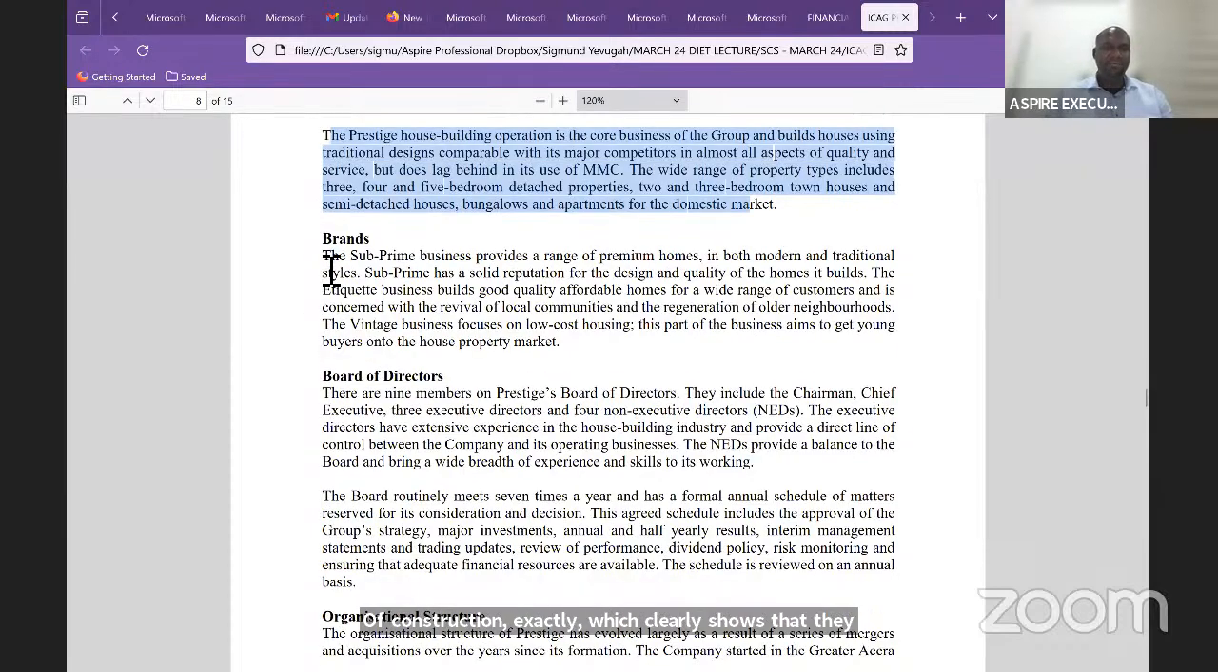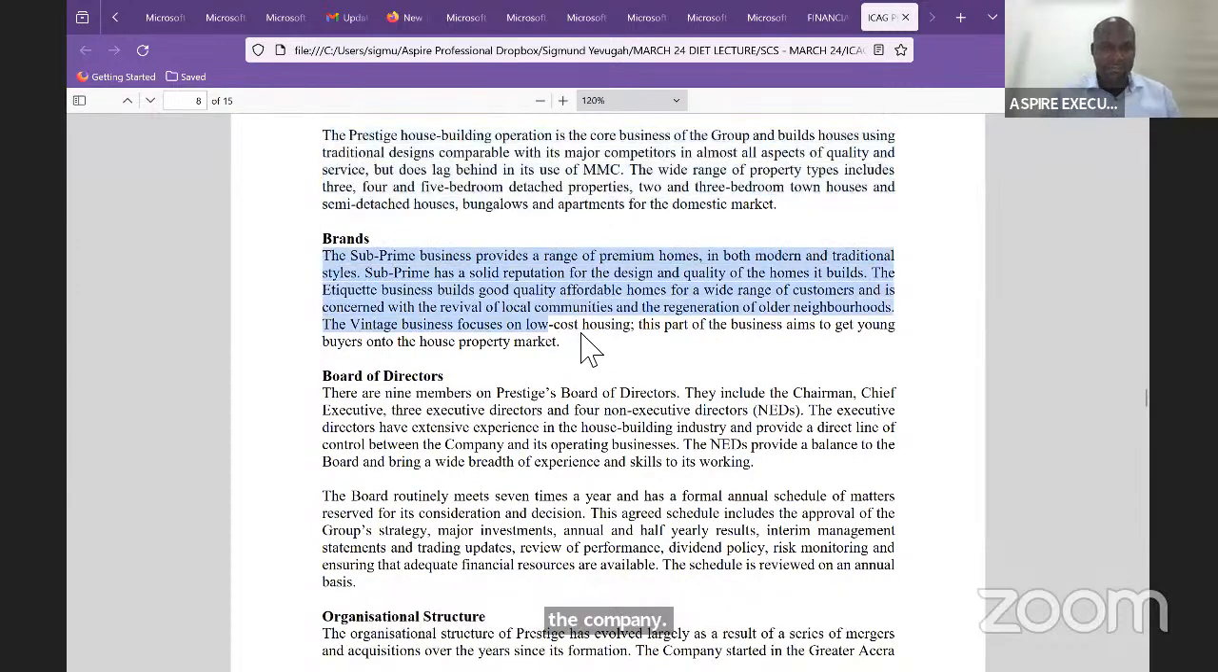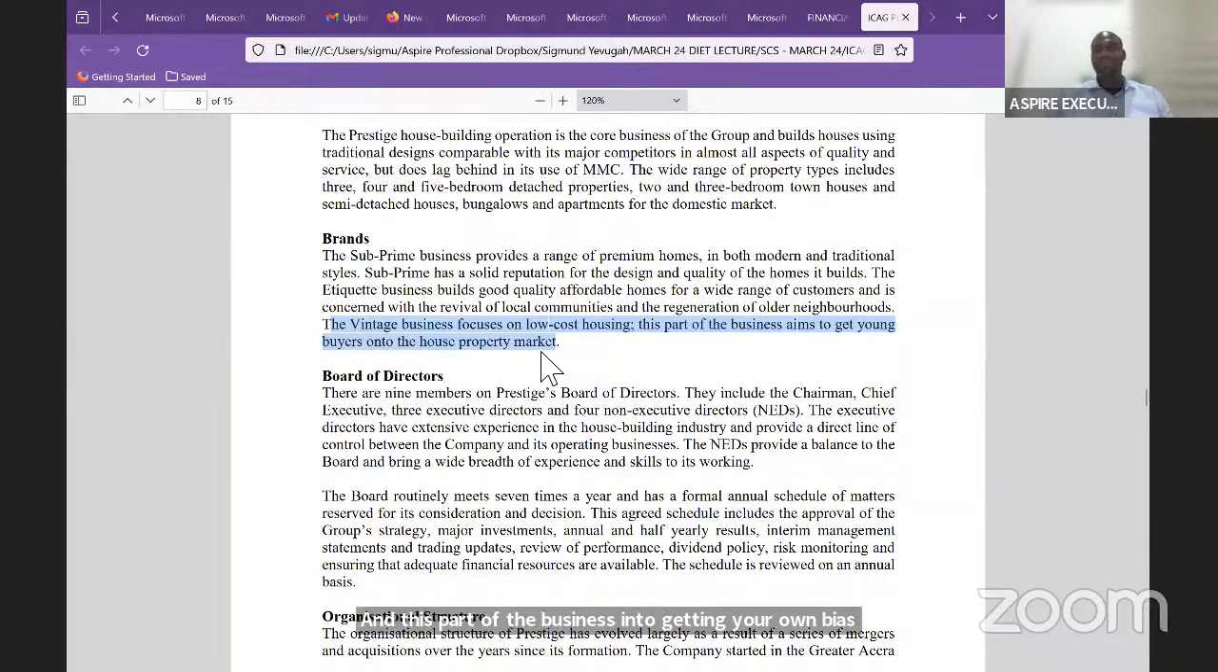In terms of the company's brand, the business provides a range of premium homes in both the modern and traditional style. The company has a solid reputation for the design and construction of the homes it builds. The Etiquette business builds good quality, affordable houses for a wide range of customers. And the Vintage business focuses on what? On low-cost housing. This part of the business aims to get young buyers onto the house property market.